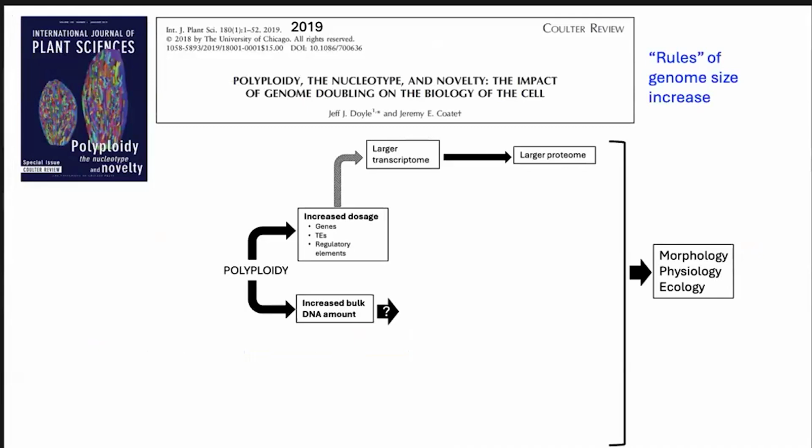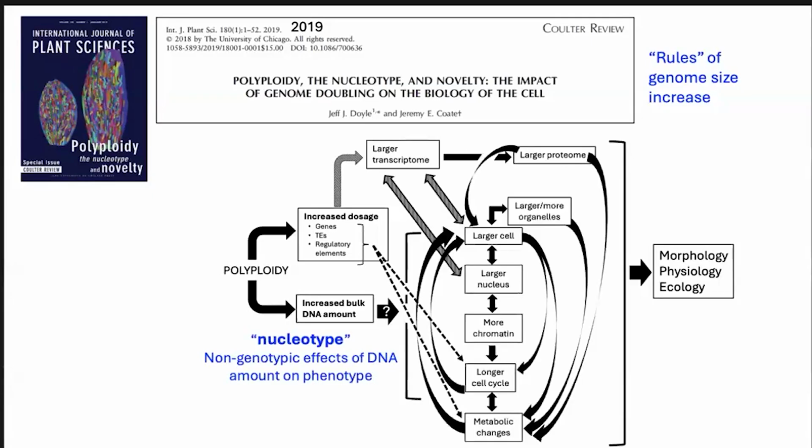It's been well known for many years. So the nucleotype has been defined as the non-genotypic effects of DNA amount on phenotype. And there are all kinds of things that follow from that, which operate and interact in a complex way with the increased dosage. But right in the middle of it all is a larger cell. So that's one thing we know is a rule, essentially, of polyploidy: at least some cell types will increase in size when you double the genome content.